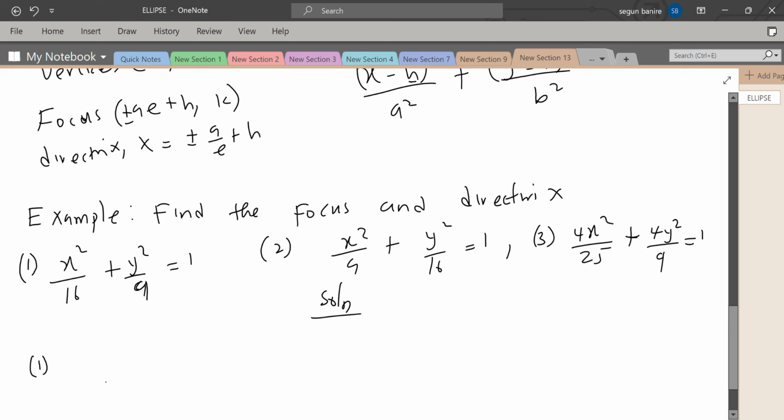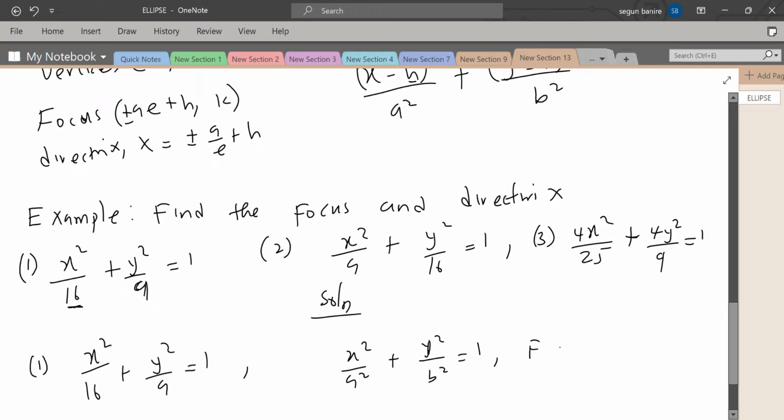Okay, so we have these 3 questions and we are asked to find the focus and the directrix. If you look at question 1, be observant. Look at the denominator: you see that 16 is bigger than 9, so it means that your a squared is 16. So let's look at question 1 now. With that, it shows that it follows this pattern: x squared over a squared plus y squared over b squared equals 1.